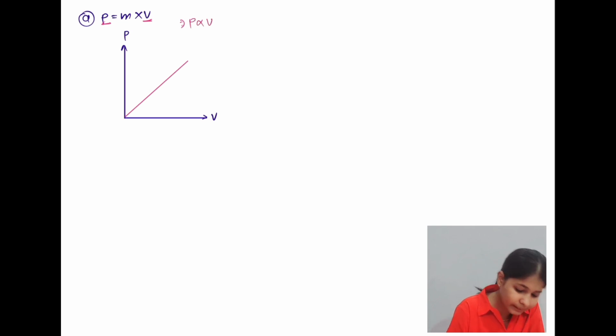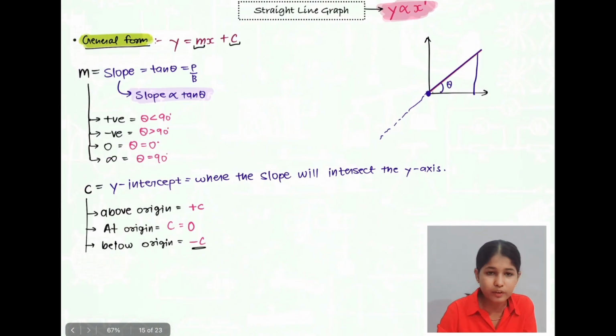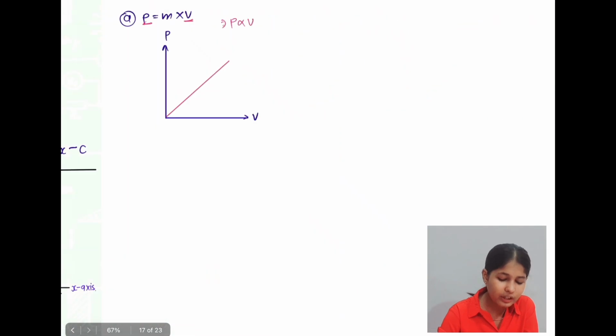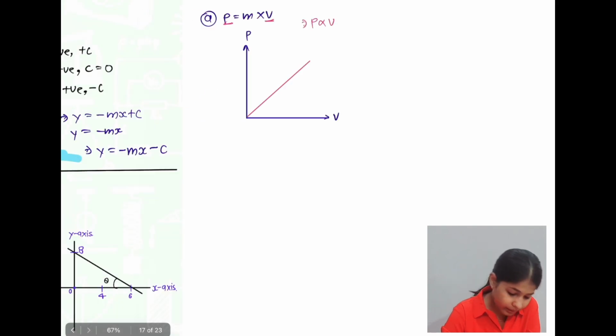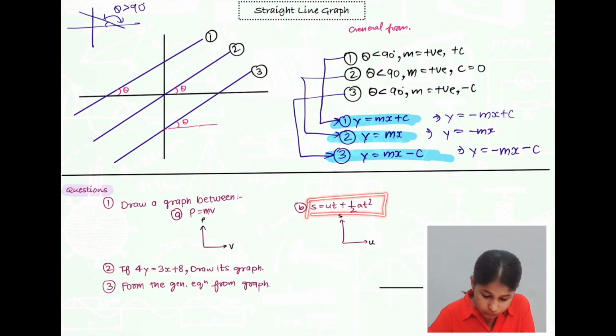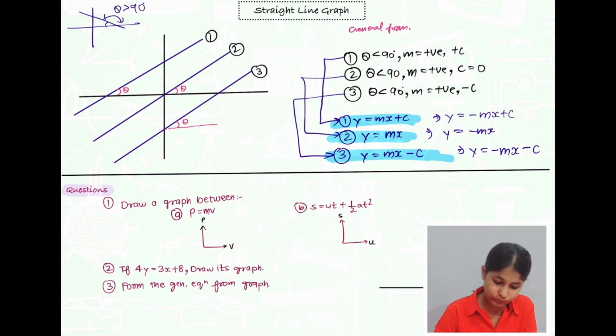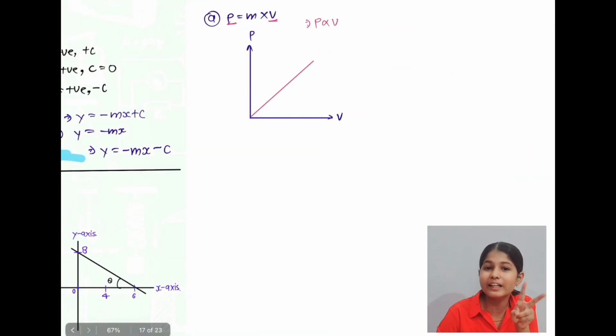As P is directly proportional to V, so by our general formula, by what we have understood till now, we will form a straight line. Now our next question is to plot a graph between S and U. What is our equation? S is equal to UT plus half of AT square. So this is the second equation of motion.